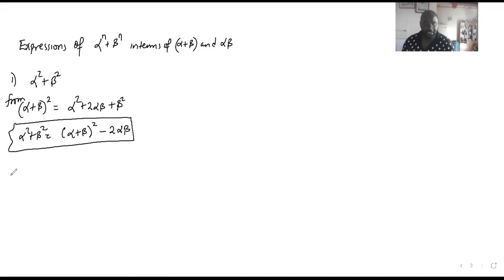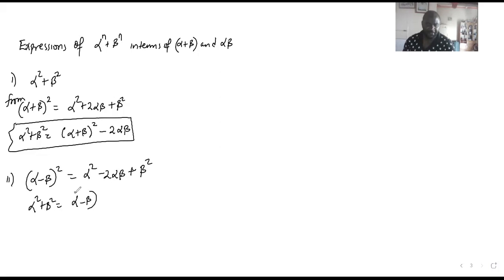Another one is, what if I have alpha minus beta, squared? This is alpha squared minus 2 alpha beta plus beta squared. You'll see that alpha squared plus beta squared is the same as alpha minus beta squared plus 2 alpha beta. But this one may not help us in this line because it's a subtraction, yet we have been seeing the sum of the roots as alpha plus beta.